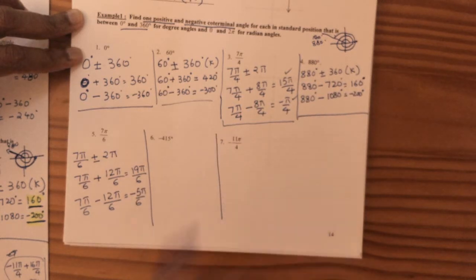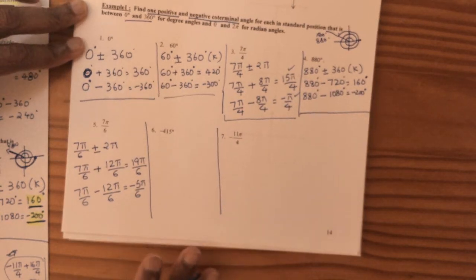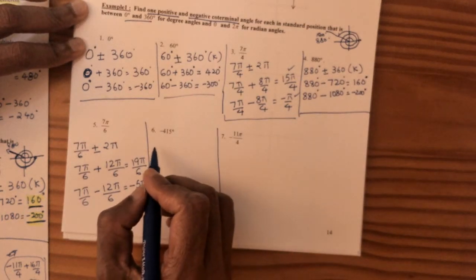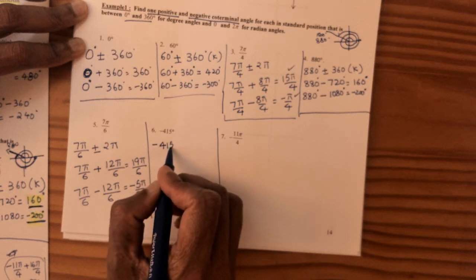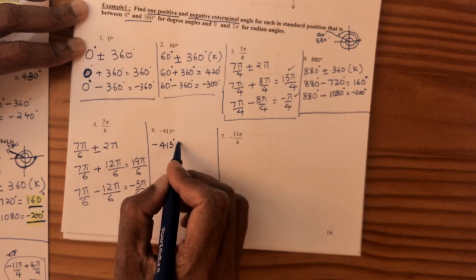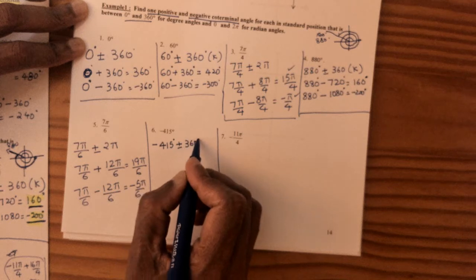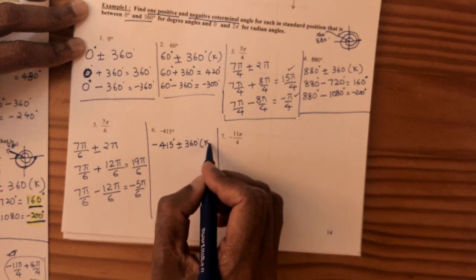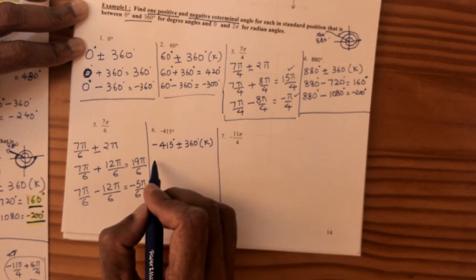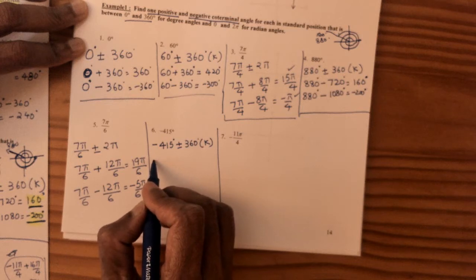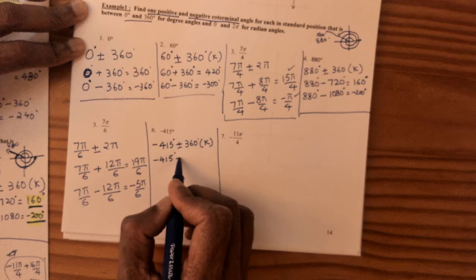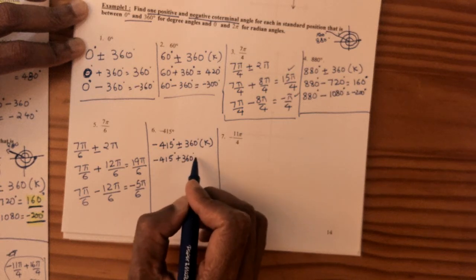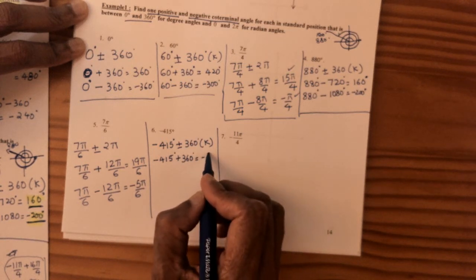Okay, let's keep going. And sorry, my lines are not straight, it's crooked angles. This is a negative angle, but we should still be able to use the same formula, plus or minus 360 times k. Let's try when k equals 1, and let's try adding. Negative 415 plus 360. When I do this, I actually get a negative coterminal angle.